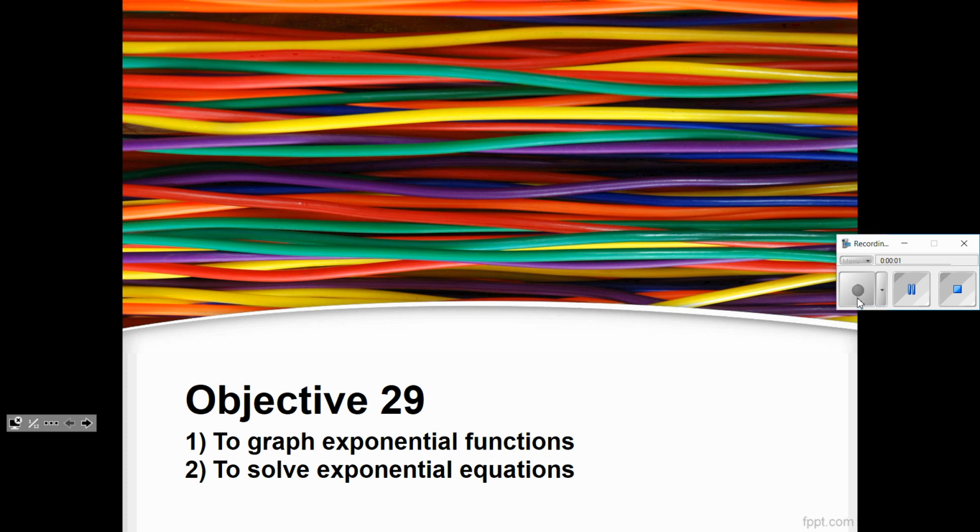Right, this is going to be objective 29. We are going to graph exponential functions, and we're also going to solve exponential equations. Graphing exponential functions you did in Algebra 2, okay? We looked at what an exponential function looks like, the domain, and the range. I'm just going to refresh your memory with that, and then we're going to head on into the new part. We're going to actually solve exponential equations today.